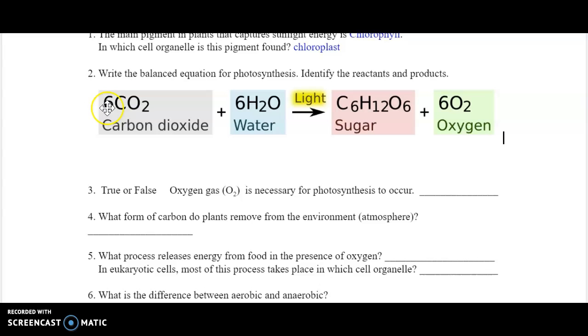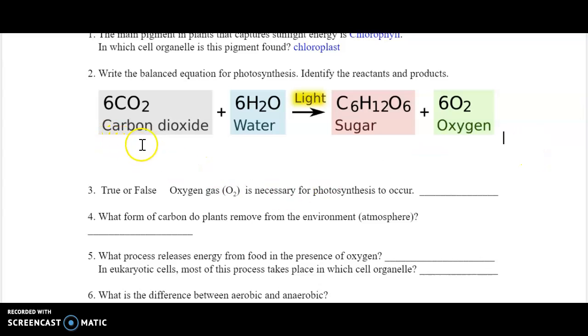It's got our 6 CO2s plus our 6 H2Os plus sunlight gives us C6H12O6, which is glucose sugar, plus 6 O2s. So balanced, all of these are going to have 6's in front of them. The one that already has 6's in it does not get a 6. Everything else gets a 6, and that is balanced.